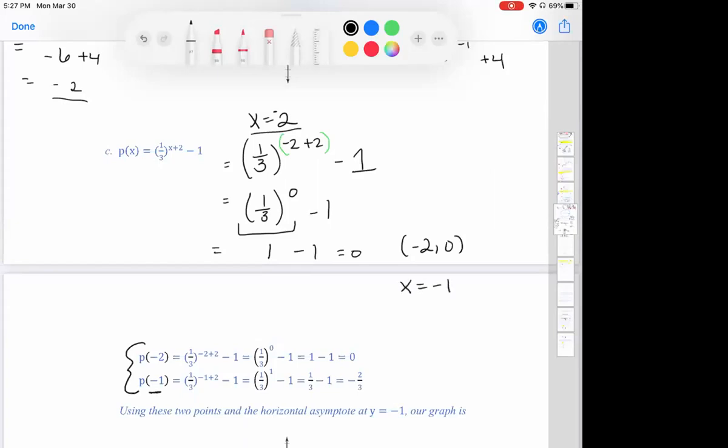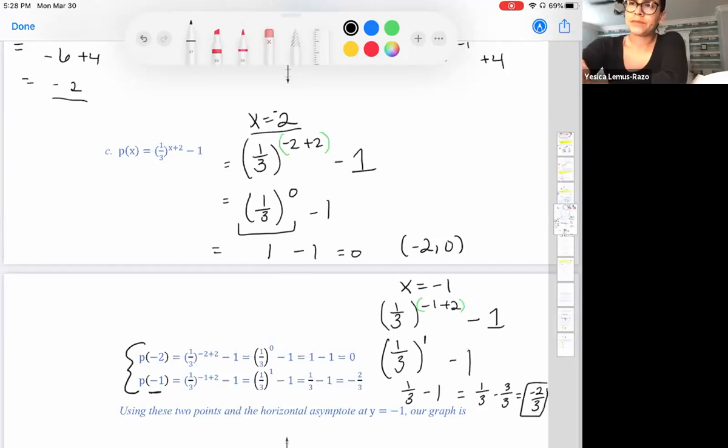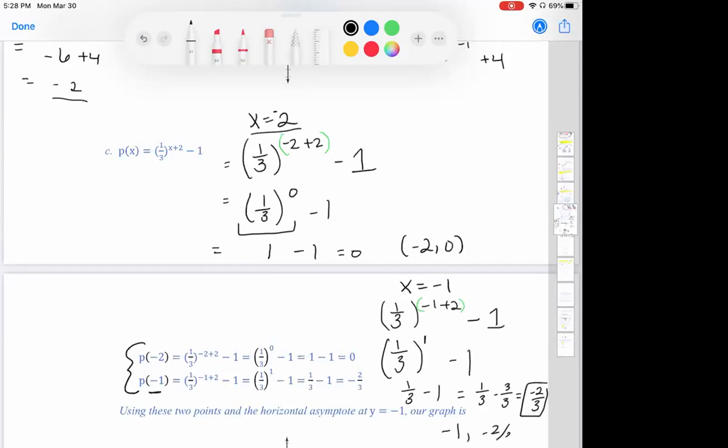X is equal to negative 1, so this means we're going to substitute in a negative 1 for x. So I have 1/3 to the power of negative 1 plus 2, minus 1. All right, let's simplify my exponent first. So I have 1/3, negative 1 plus 2 is just 1, minus 1. So 1/3 to the first power is just 1/3 minus 1. We want to find a common denominator, right? So I have 1/3 minus 3/3. We get negative 2/3. So my second point that I found is negative 1 and negative 2/3, the fraction.